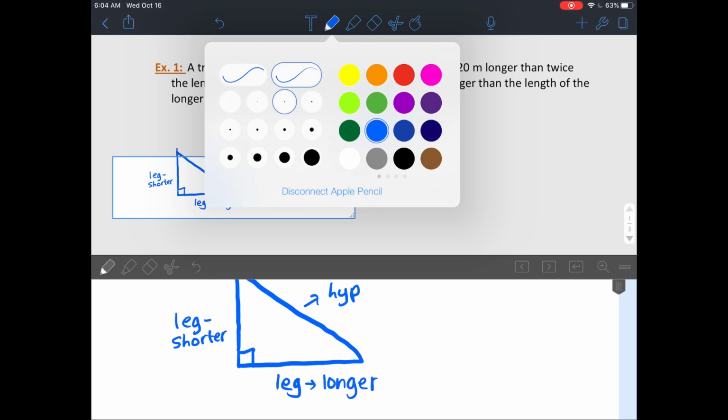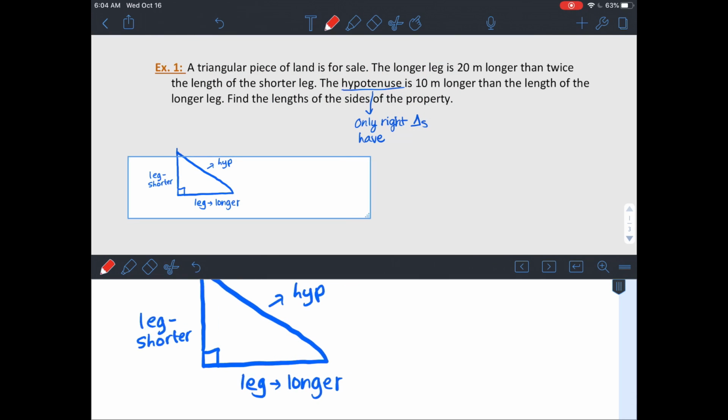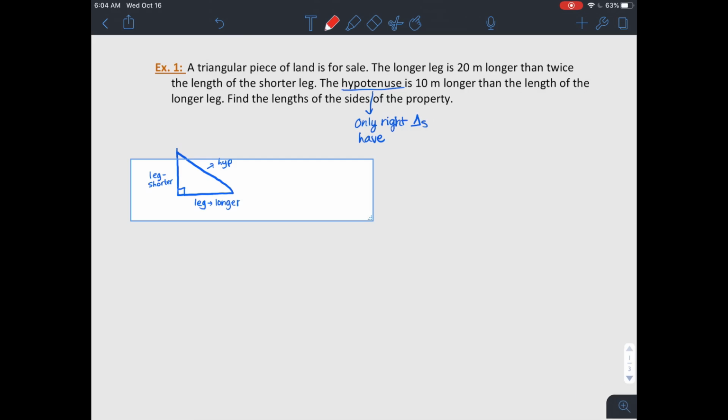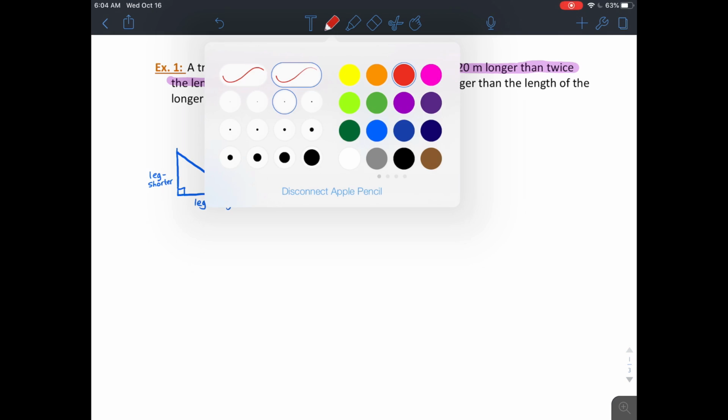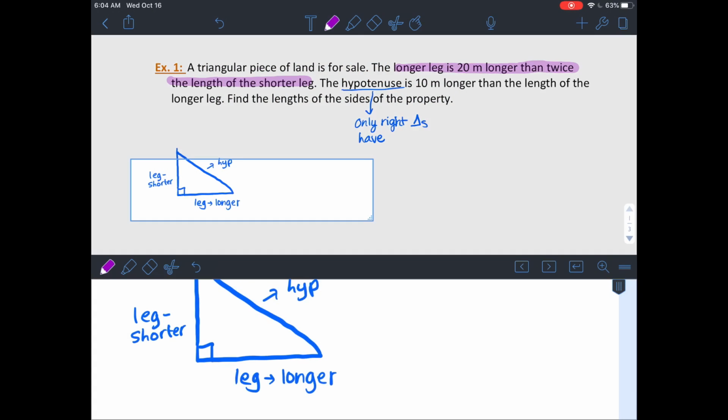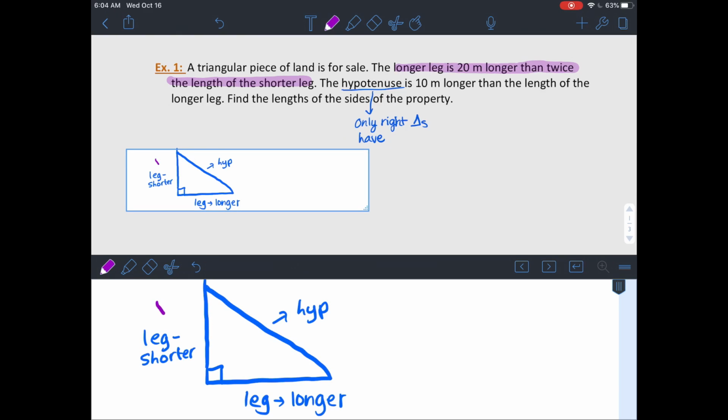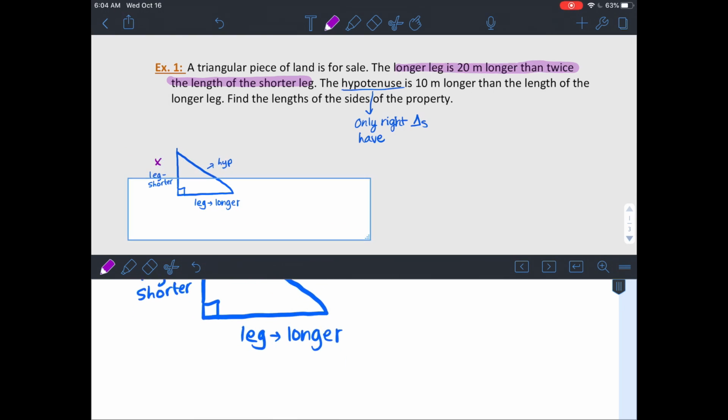So information that we know. One thing that we know is that the longer leg is 20 meters longer than twice the length of the shorter leg. So for my long and short legs, they've got this relationship where if I just label my shorter one x, the longer one is 20 meters more than twice that. So I could do 20 plus 2x for my longer leg.